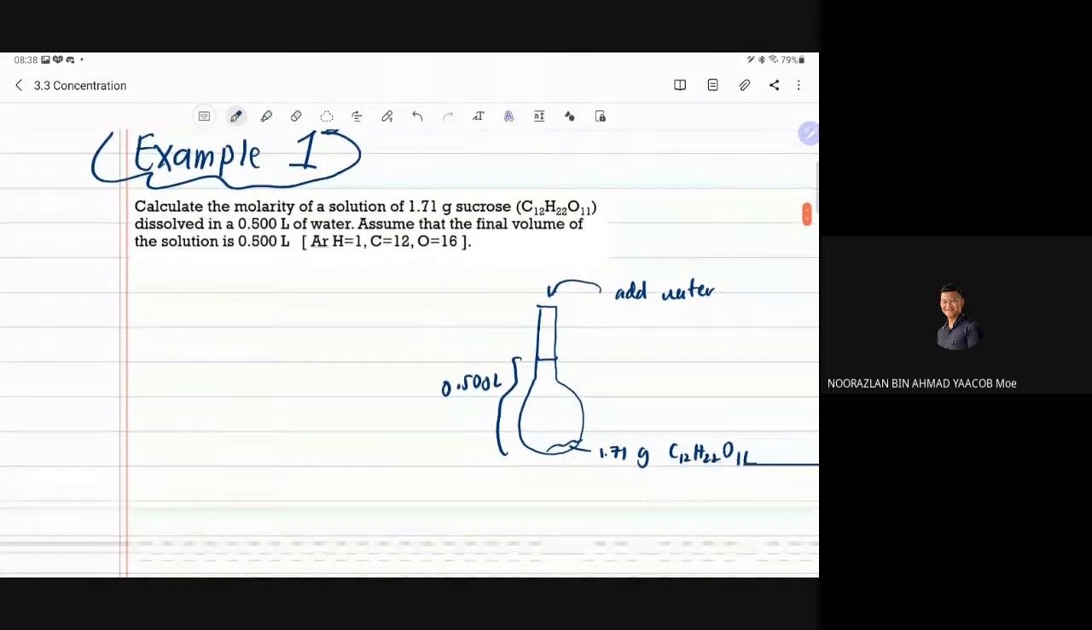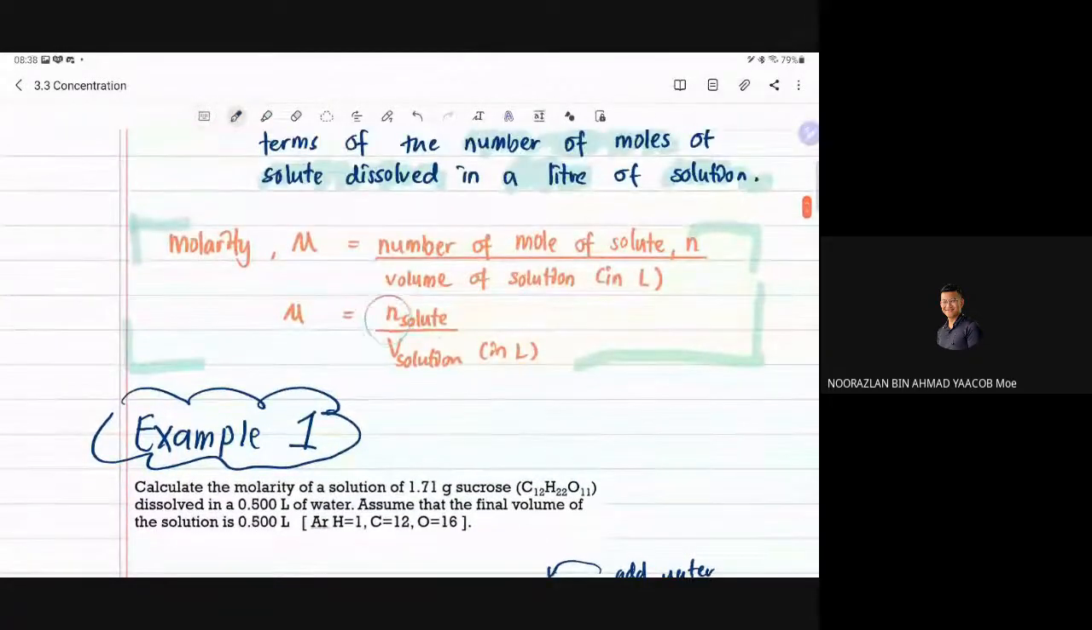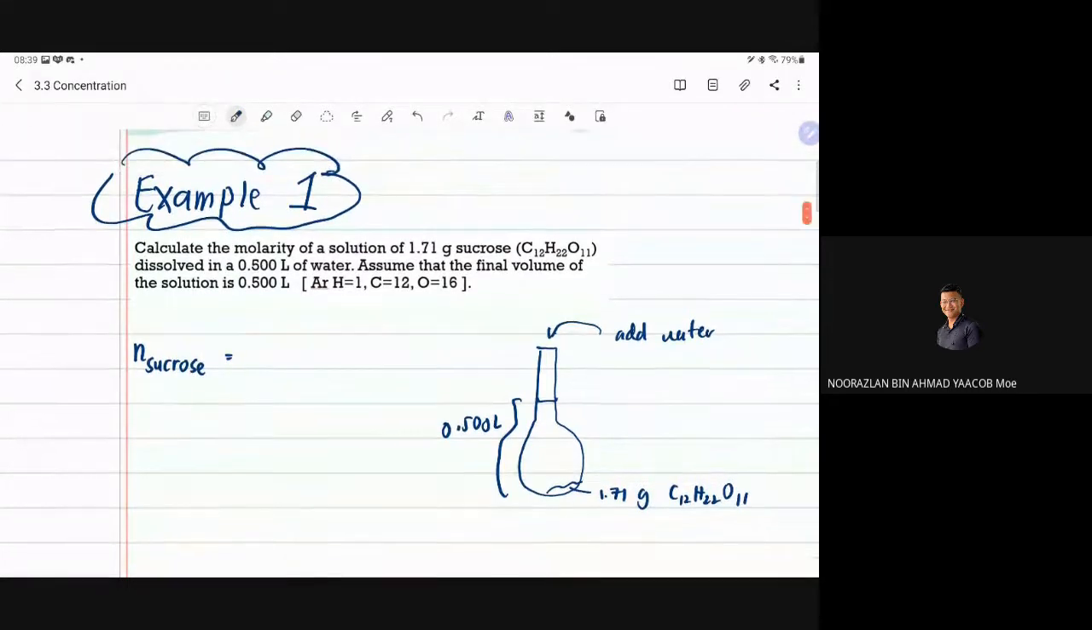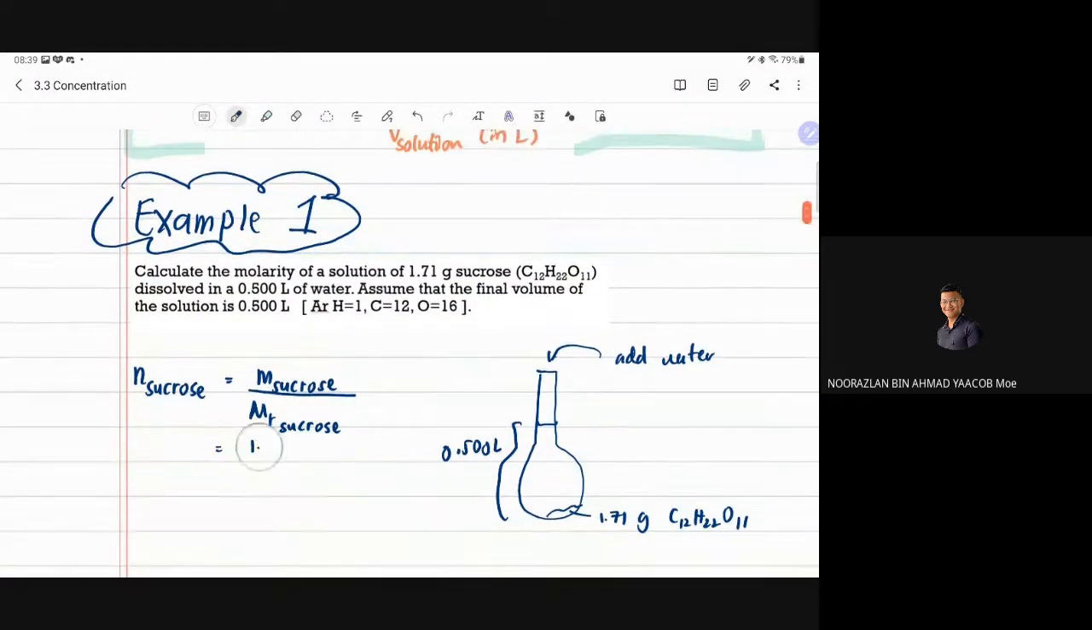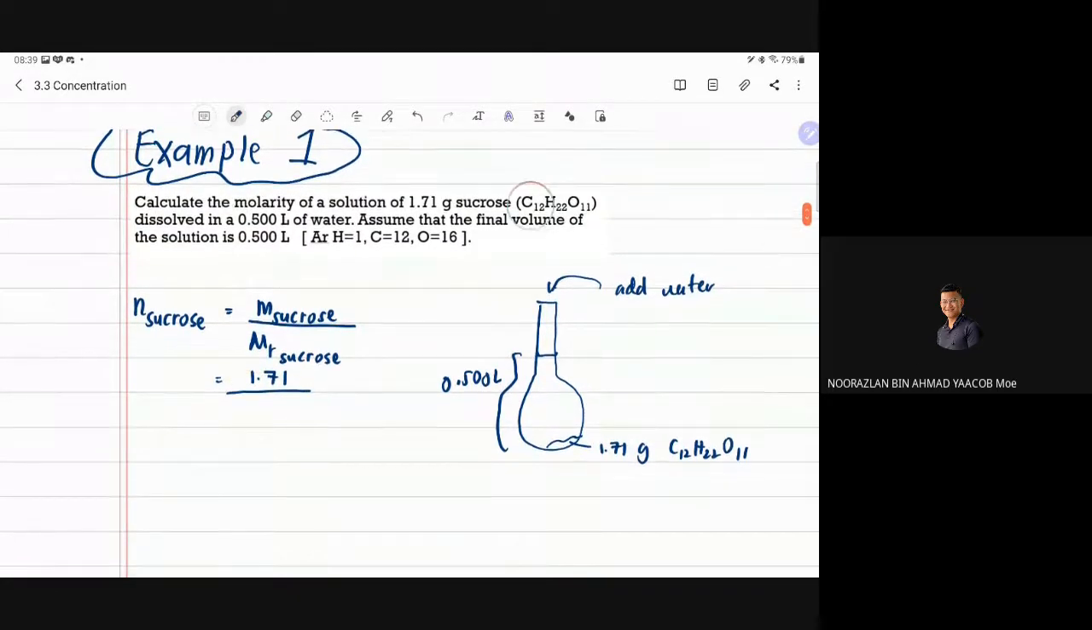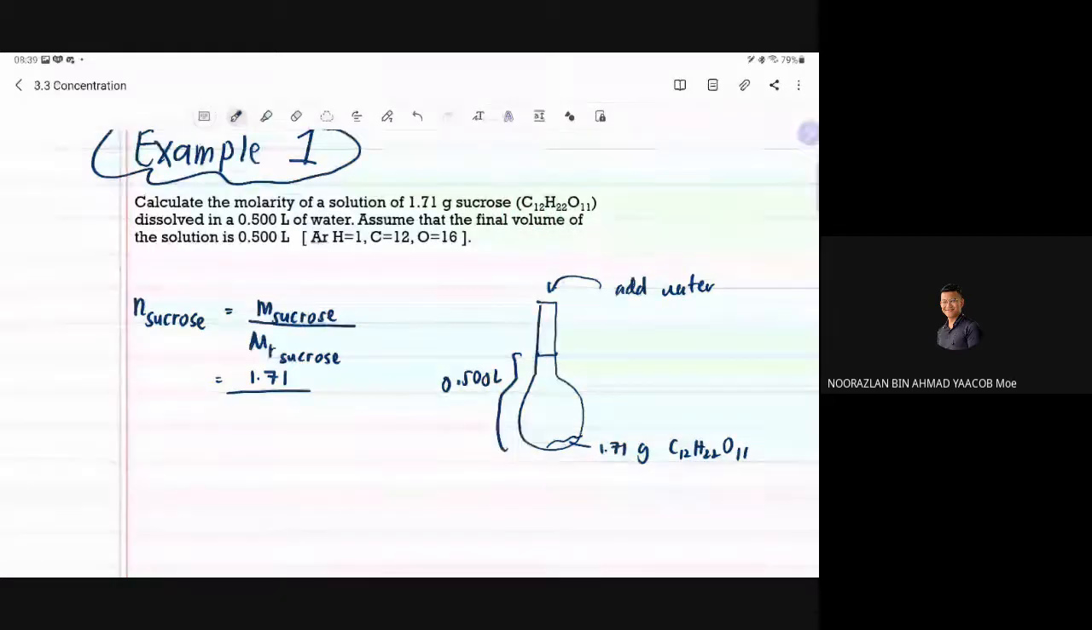So the first step here, kita nak check molarity, kita nak kena ada mole of solute. The solute here is sucrose. Jadi kita kena cari bilangan mole dia dahulu. So, the number of mole of sucrose, okay, number of mole of sucrose is mass of sucrose divided by Mr of sucrose. Jadi mass dia adalah 1.71. And then kita bahagikan dengan molar mass of sucrose, kita kira sahaja. So I'm just gonna kira terus.